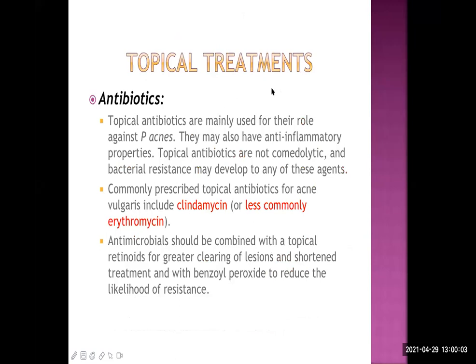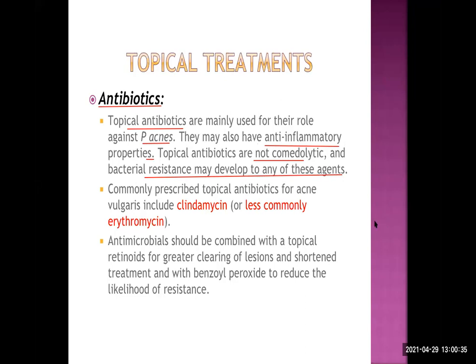Now, another type of topical treatment is topical antibiotics. We use both systemic as well as topical antibiotics. Right now, we are talking about the topical one. They are mainly used for their role against Propionibacterium acnes. This is the bacteria which is associated with acne. They may also have anti-inflammatory properties. The topical antibiotics are not comedolytic, and bacterial resistance may develop to any of these agents over a period of time.